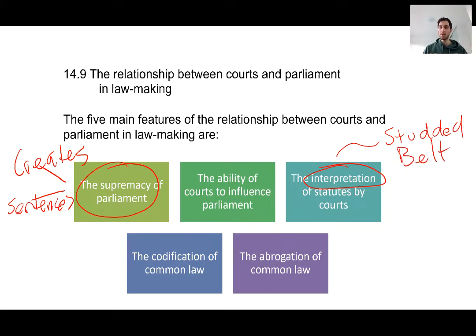That's a case in which a young man was arrested for wearing one of those punk rock studded belts. He was brought to court by the police and charged with possessing a weapon. And the courts had to interpret that law and say, well, what is a weapon? Actually, we don't think this is a weapon, and we think it's an article of clothing. So Parliament makes the law, and courts interpret it. That's one aspect of their relationship.